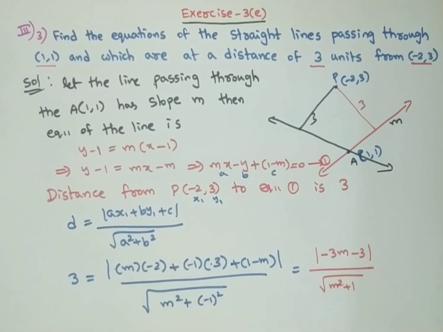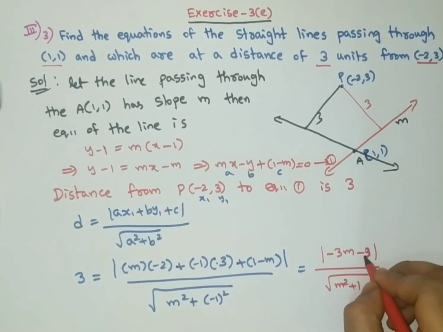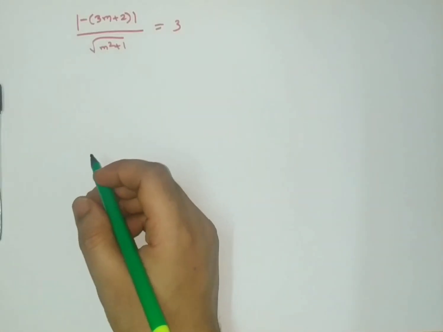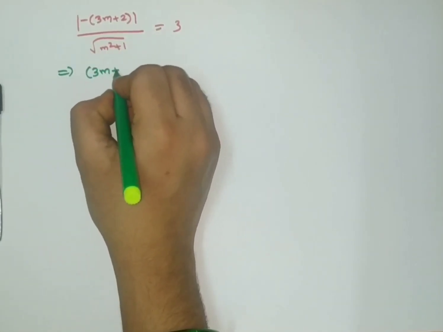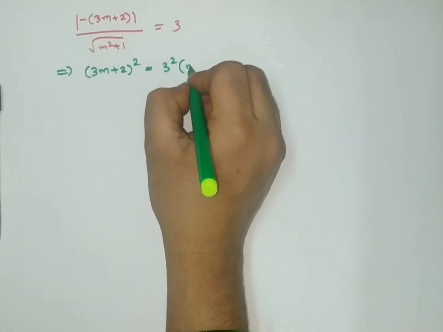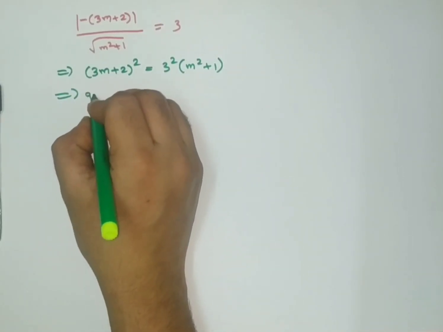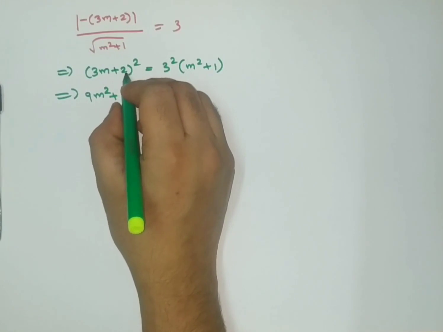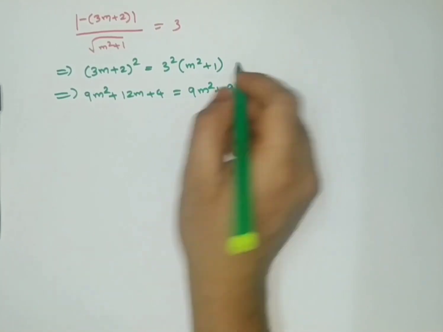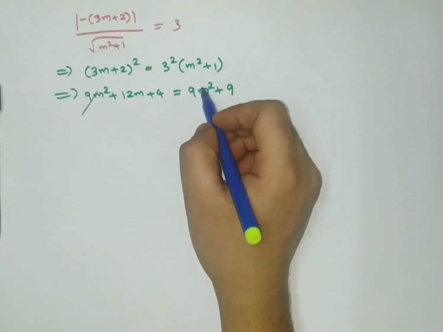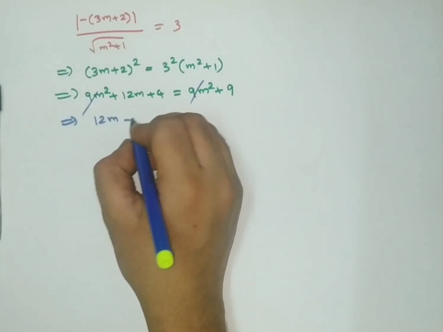Now squaring on both sides, what will we get? Here minus 3 plus 1 means minus 2. Now we got this value. Squaring on both sides, we get (3m plus 2) whole square is equal to 3 square into (m square plus 1). By solving this, using (a plus b) whole square, we get 9m square plus 12m plus 4 is equal to 9m square plus 9. So 9m square will get cancelled. By taking 9 to the left side, 12m minus 5 is equal to 0.